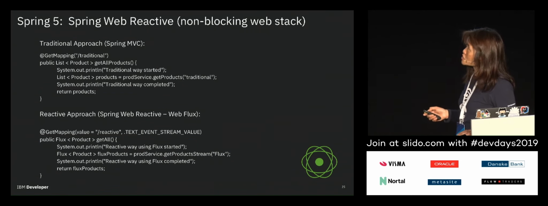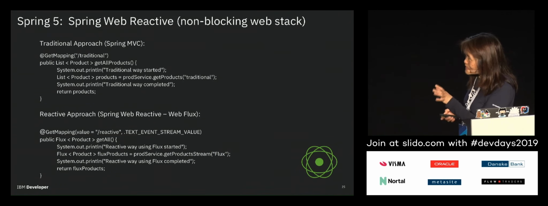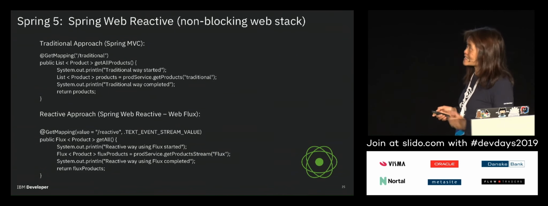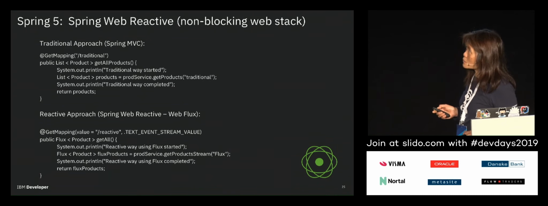Using the traditional approach, you think the two approaches look the same, but they are different behind the scenes, right? The top one here is the traditional approach, which is a blocking call. If you run this, you see the system output print out "traditional way started." Then the call will be blocking, going out to get the list of products. It waits for the list of products to come back, then it prints out "traditional way completed."